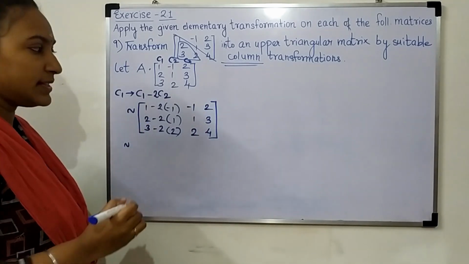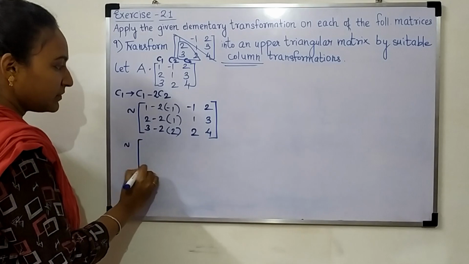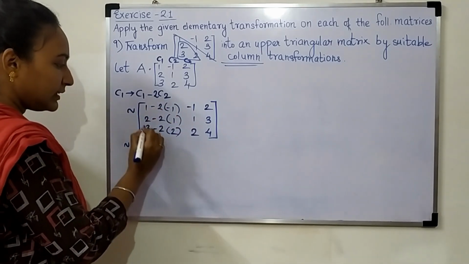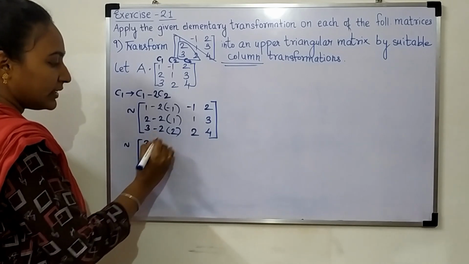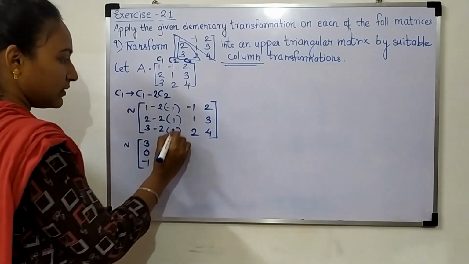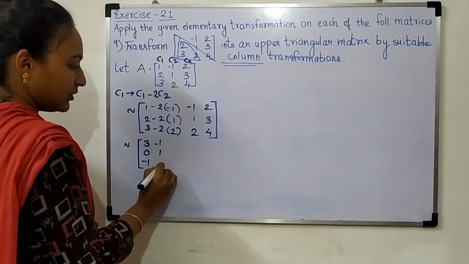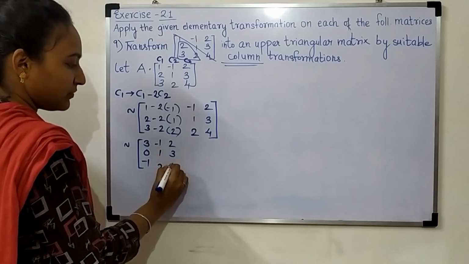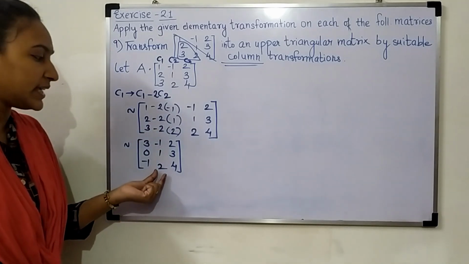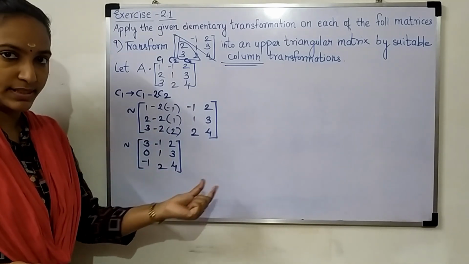Let us simplify this. So this becomes 1 minus 2 into minus 1, that is 3. This is 0 and this is minus 1. 3 minus 4 is minus 1. Minus 1, 1, 2 as it is, 2, 3, 4 as it is. Now it's time to change this 2 into 0.